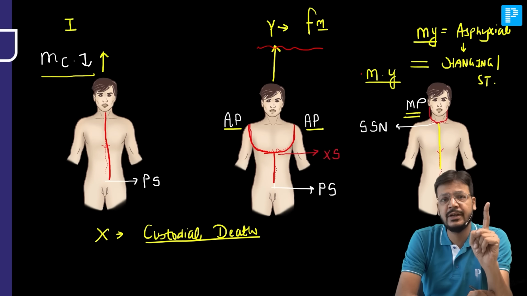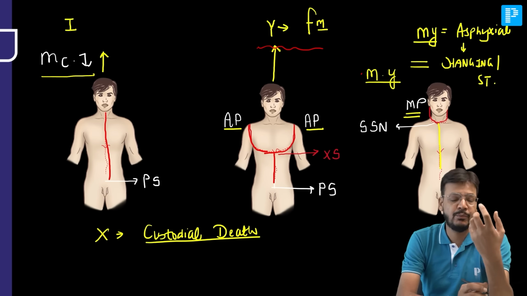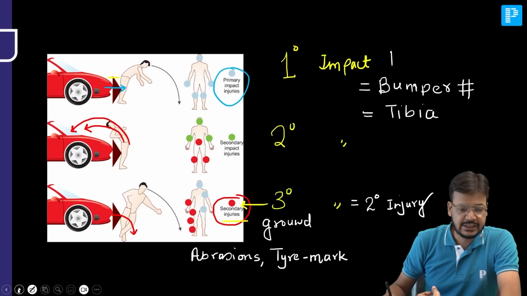Most common incision is the I shape. In females, we do a Y shape, and a modified Y shape is done in asphyxial death.